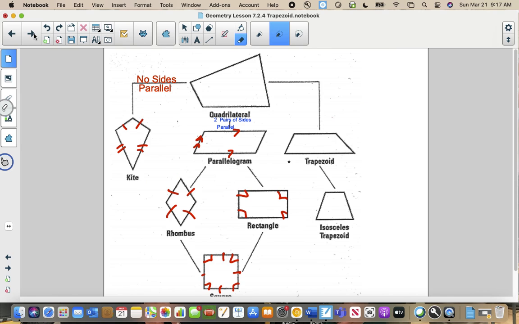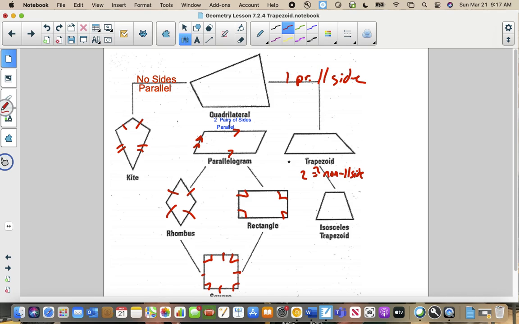Okay, so on the back side, we're going to fix this. So this has one pair. So what happens with a quadrilateral with one pair of parallel sides? It becomes a trapezoid. Two congruent non-parallel sides gives you isosceles trapezoid right here and here. And we'll make this here. And the restriction here is two right angles.